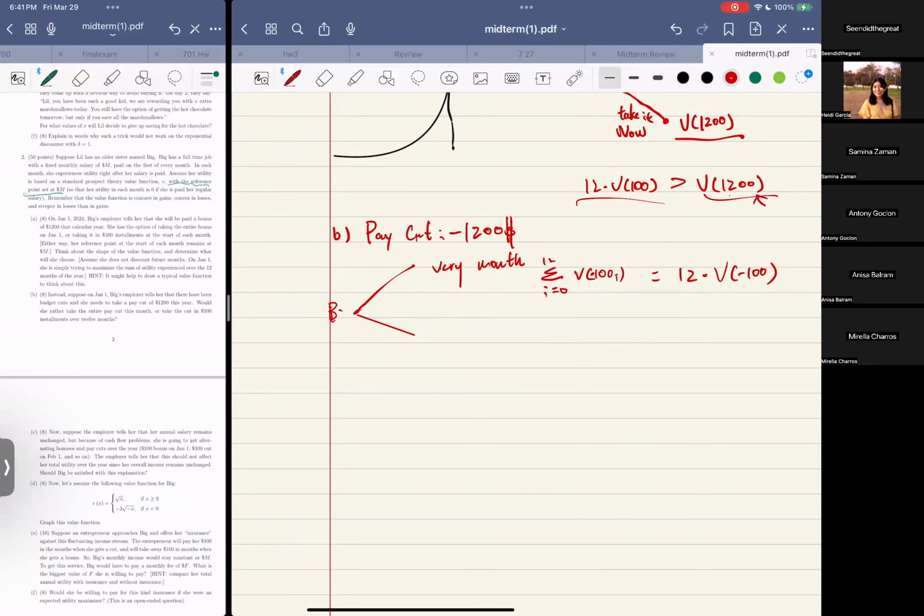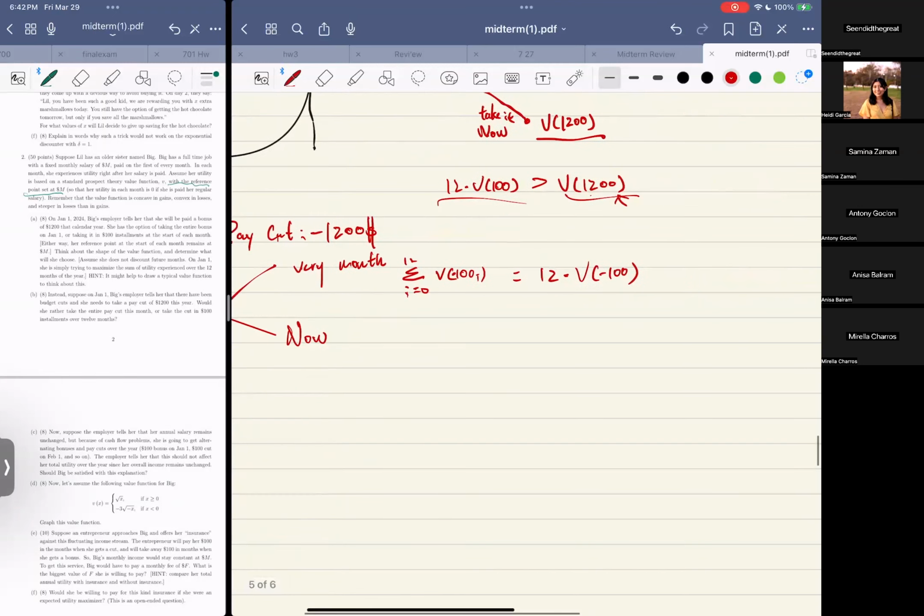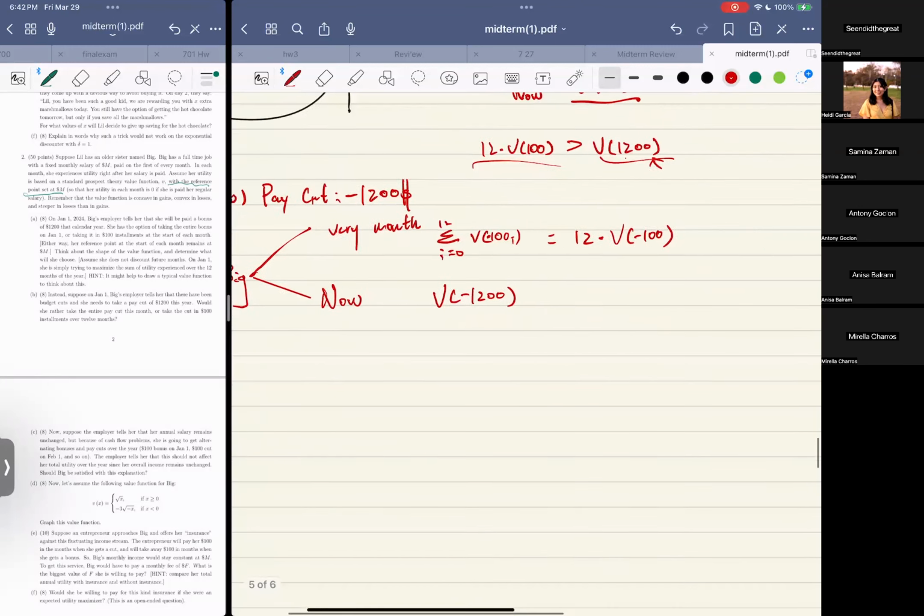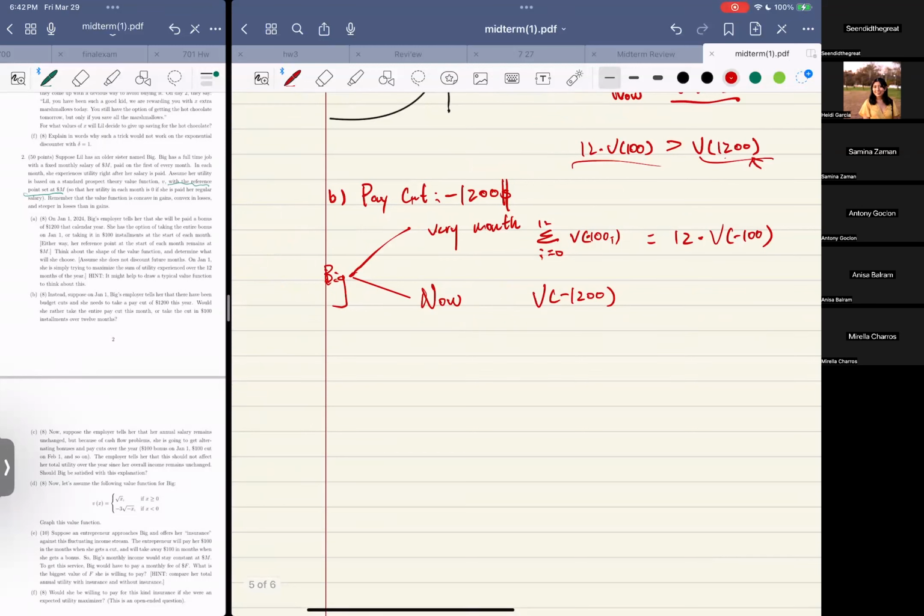And big now would be V of negative 1200. So in this case, we need to make a statement about why V of negative 1200 is greater than 12 times V of negative 100.